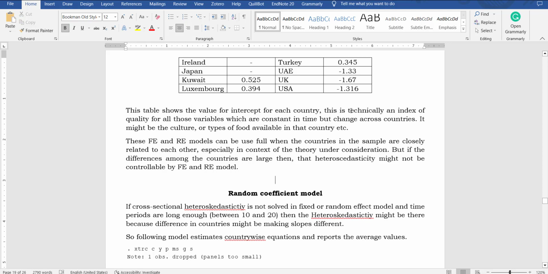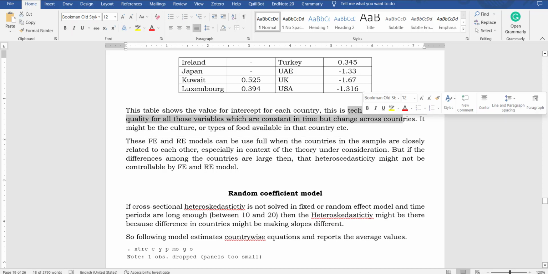So you can technically create an index of quality for all variables which are constant in time but changing across countries. It means when you create a fixed effect model and generate a cross-section dummy, the dummy is actually showing the property of that country which is not changing in time, but is different across countries.